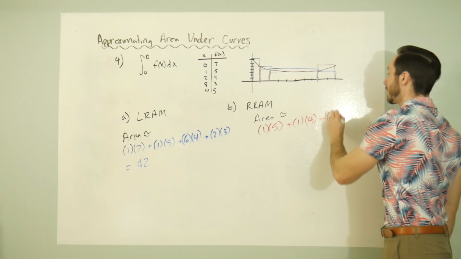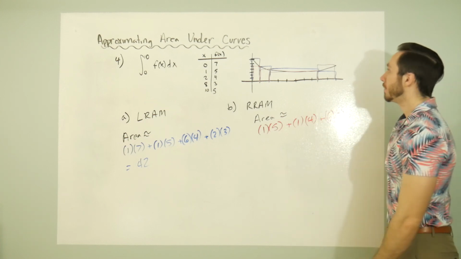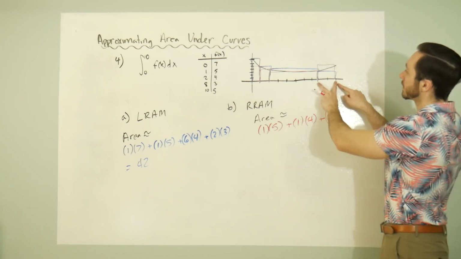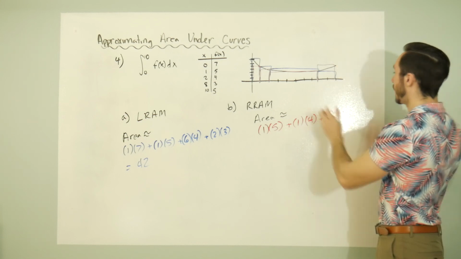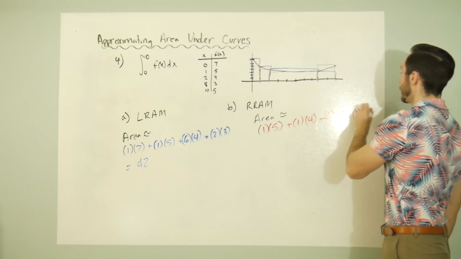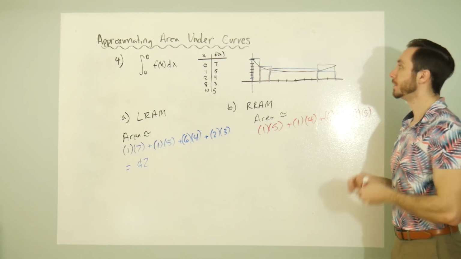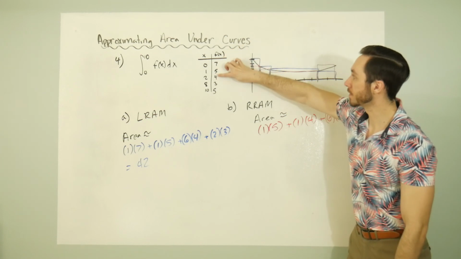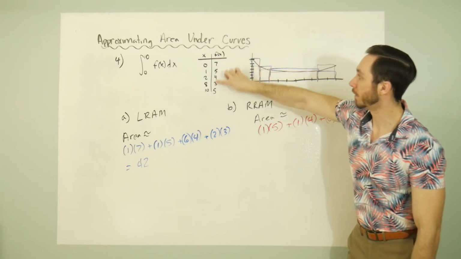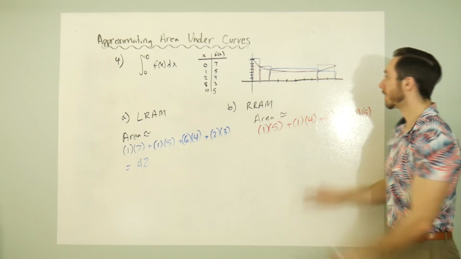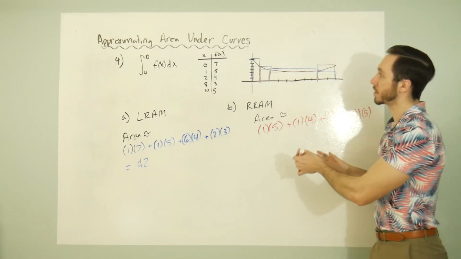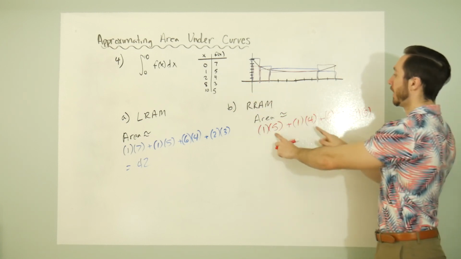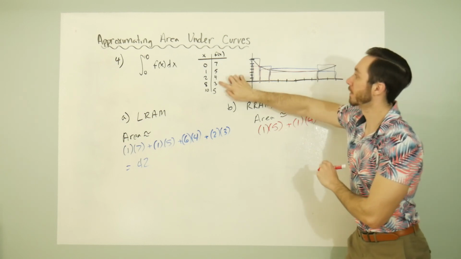So it'll be 6 times 3. And then one more thing, we're finally using that 5 now here. This final rectangle has a width of 2 and a height of 5, so it'll be 2 times 5. So you'll note that in the left rectangular approximation method, we used the first 4 values here, 7, 5, 4, 3. Whereas in the right rectangular approximation method, we took the last 4 of the 5: 5, 4, 3, 5.